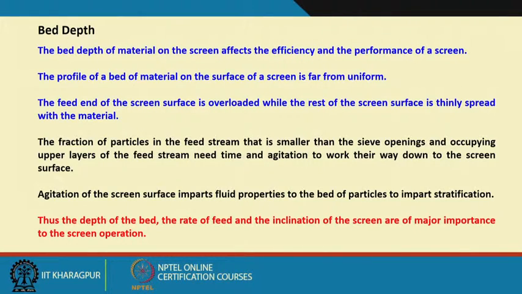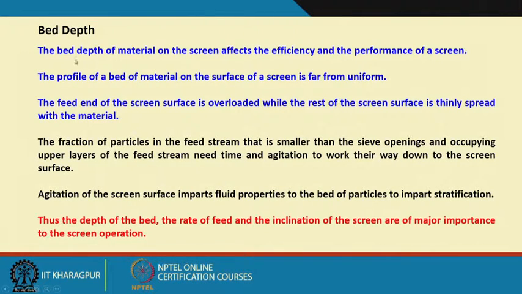Bed depth, we have discussed it. The bed depth means how many layers you have got. Suppose the screen surface does not have any aperture, if you have a plate and I am feeding at that rate, what is the depth of that material. So, if the bed depth increases, there are fewer chances for the top layer of particles to interact with the apertures. So, your capacity will be reduced.